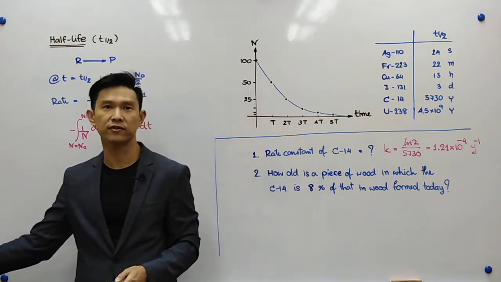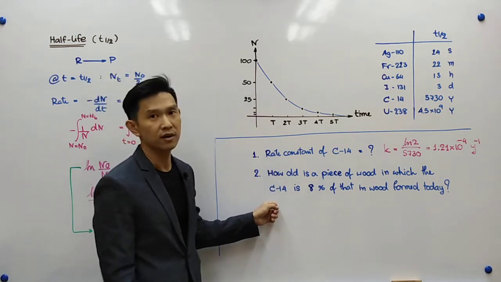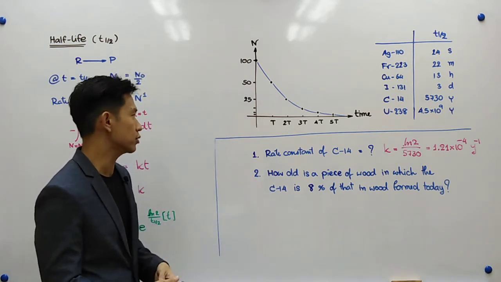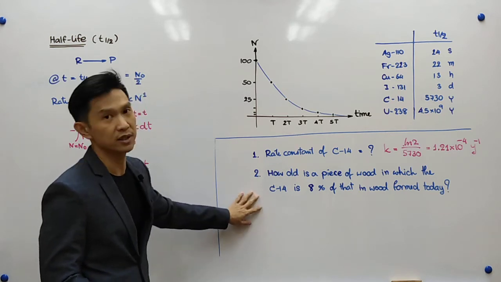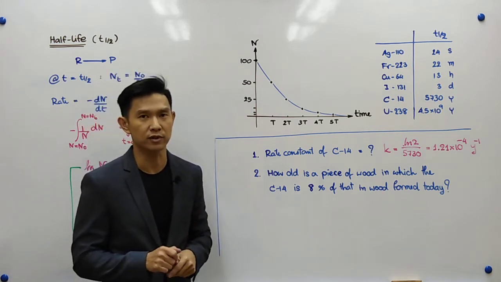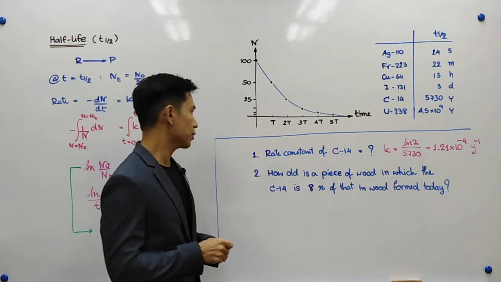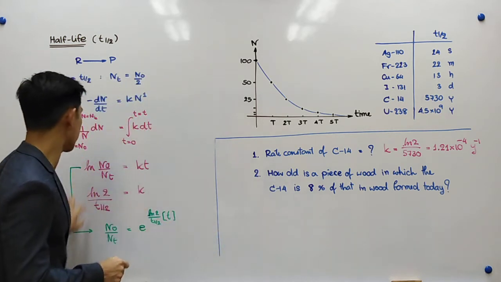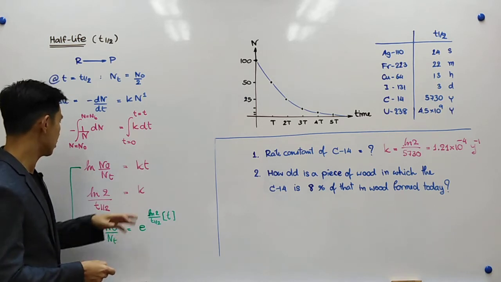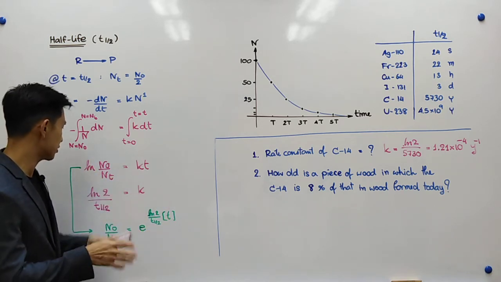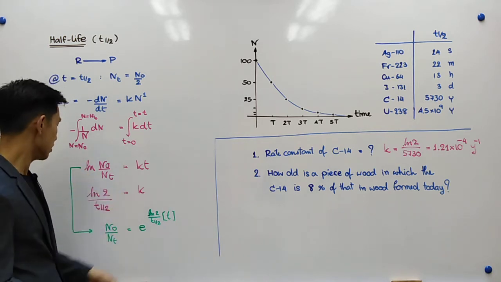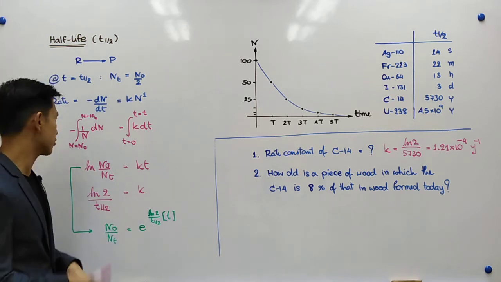So after we have the answer to the first question, we can work on the second question: how old is a piece of fossil wood which contains carbon-14 at just 8%, compared with the normal carbon-14 found in living wood? We have many equations over here. You can use this one or this one, whatever, because we know everything now. It's up to you. So I will use this one. We have a calculator, so we can use a logarithmic function or an exponential function.